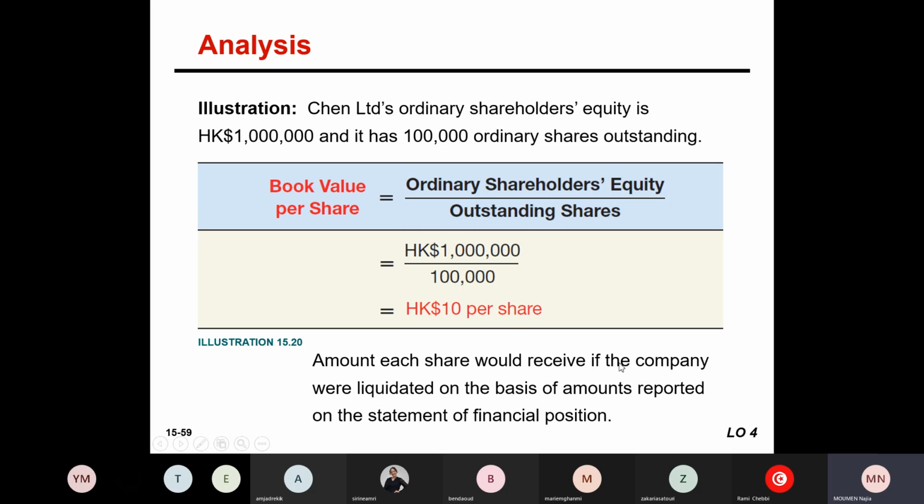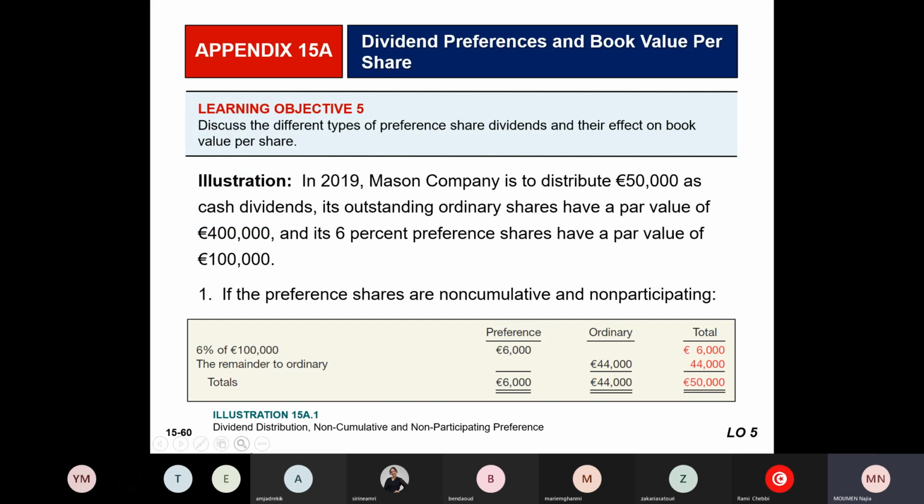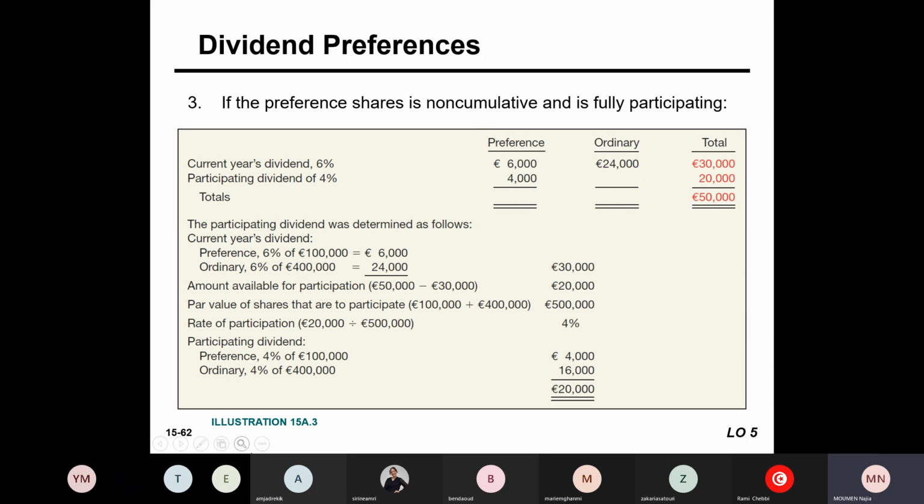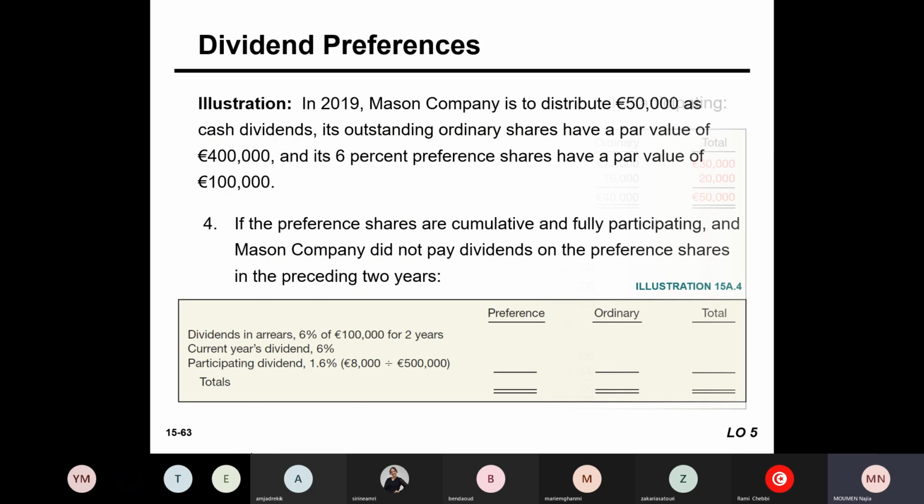As it is said here, it is the amount that each share will receive if the company were liquidated on the basis of amounts reported on the statement of financial position. So that's what the book value of one ordinary share will be if the firm is liquidated. Here, ordinary shares in this example will receive 10 dollars per share. But this is the situation when we have preference shares and ordinary shares, so how will this book value per share be measured?